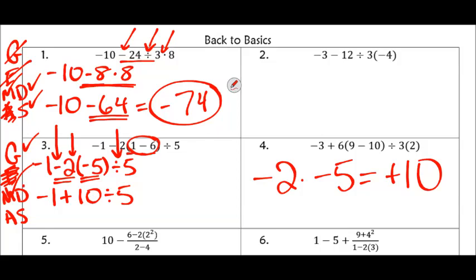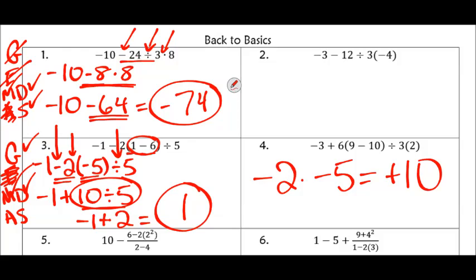Now I can do the division. I'm going to do that next. It's negative 1 now plus 2. That's just coming from 10 divided by 5. And negative 1 plus 2 is positive 1. The last step was addition, and I don't have any subtraction, so I didn't need to worry about that. I think this is definitely the most confusing part of this. That negative sign, or that subtraction, changing into a positive or a plus.